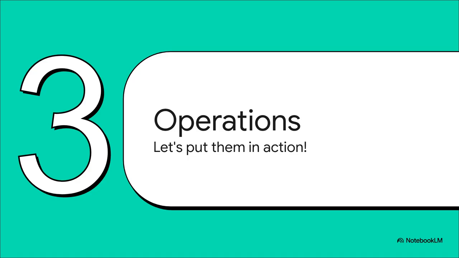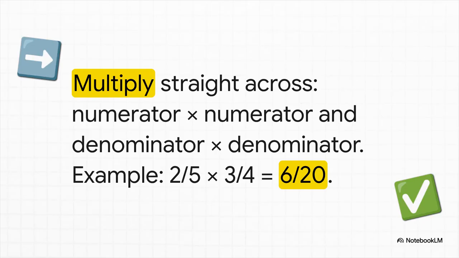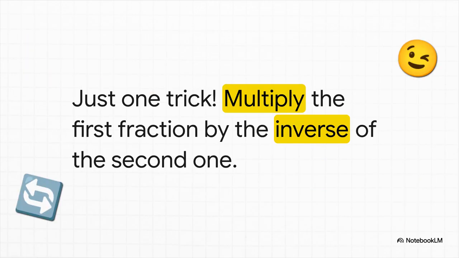We're going to start with the most direct operation of them all, multiplication. Multiplying fractions is all about finding a part of a part. The rule is as simple as it gets. Multiply the numerators straight across, and then multiply the denominators straight across. Direct. Done. Now, division. It sometimes gets a reputation for being complicated, but it's really just multiplication in disguise.